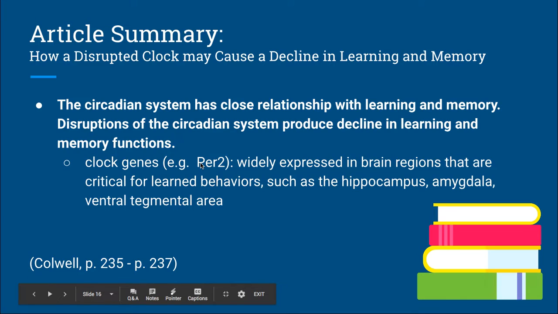And then we come to the article summary. So a quick summary of this article is that the circadian rhythm has a close relationship with learning and memory, and disruptions of the circadian system produce a decline in learning and memory functions. There is some evidence to support this. The first one is clock genes are widely expressed in brain regions that are critical for learned behaviors.